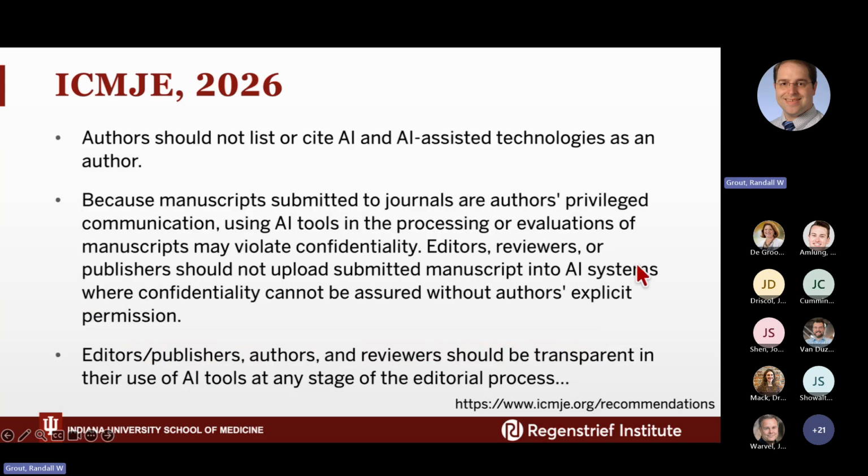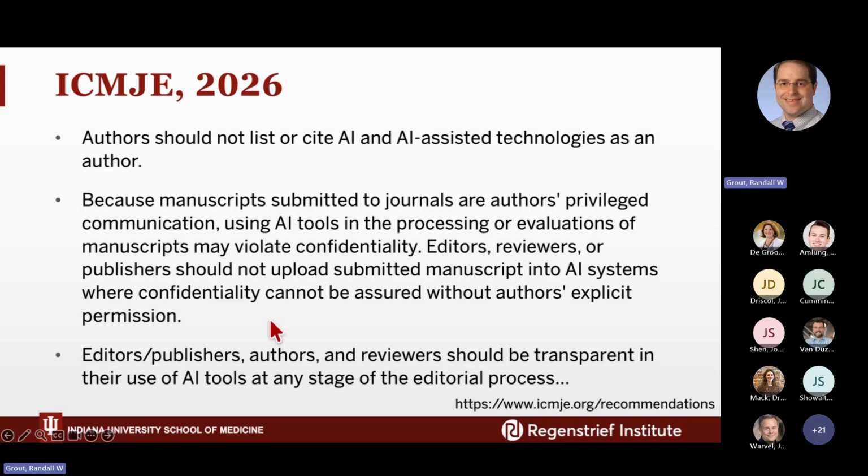They gave some further details that authors should not list or cite AI technologies as an author. So citing it, like putting in a citation type of thing. Of course, you can, if you're studying AI tools and you want to cite openai.com or whatever, those things are appropriate. But putting it on the human level of an author is currently not a best practice.